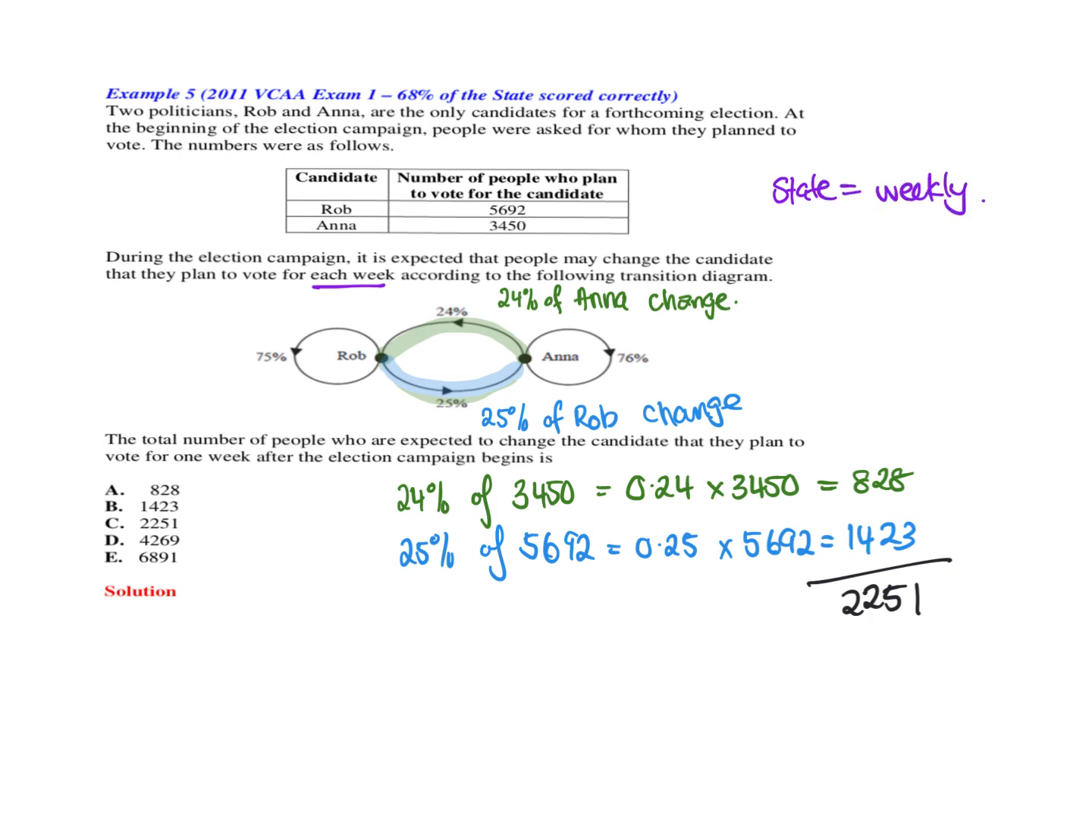Okay. Now, the question down here: the total number of people who are expected to change the candidate they plan to vote for one week after the election campaign begins. So originally, this is where they're all voting. They just want to know who changes. So we just want the changing percentages.